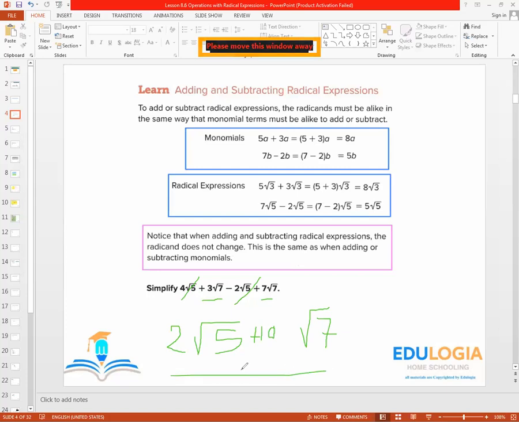This is the final answer, guys. You can't perform any operation, either subtraction or addition. Keep it like this, just root 5 plus 10 root 7. Moving on.